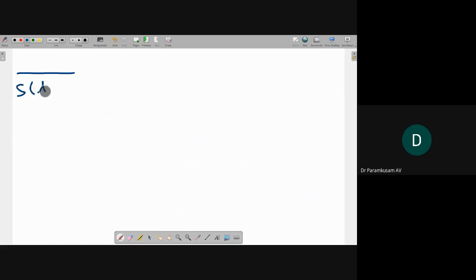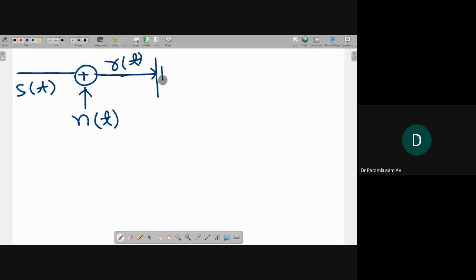Suppose S of t is the signal, and to the signal a white Gaussian noise signal n of t is added. The resultant signal is r of t. Now this is given to the filter. Now this filter is the optimum filter. Now in this lecture we will find out what should be the transfer function of this optimum filter.